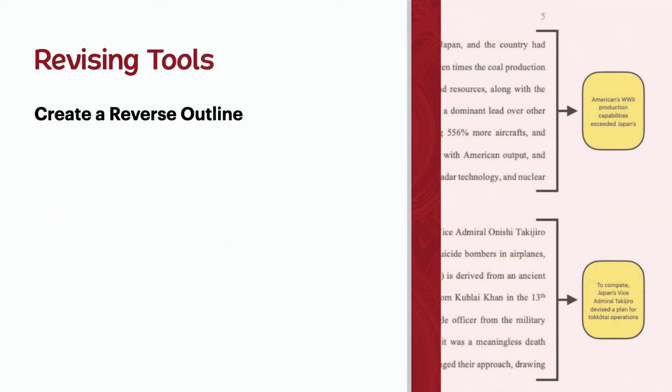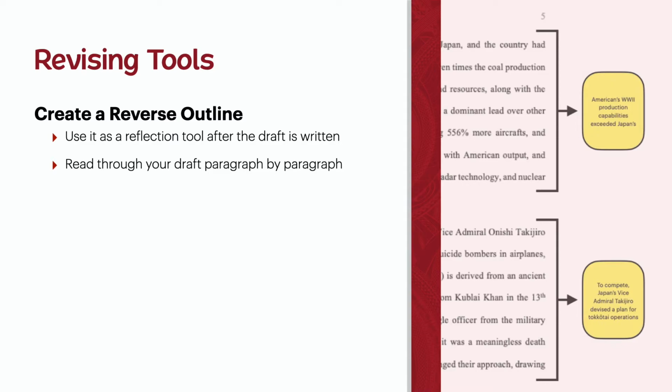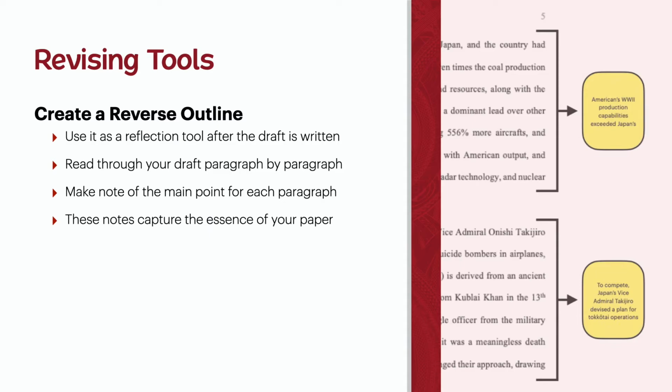Creating a reverse outline can help with this. Let me explain. If an outline is an organizational tool before ideas are drafted in long form, the reverse outline can be thought of as a reflection tool after the draft has been written. To make one, read through your draft paragraph by paragraph and make note of the main point for each paragraph. When you're finished, read those notes to gather a high-level overview of the essence of your paper.